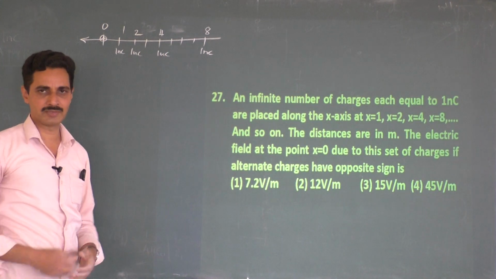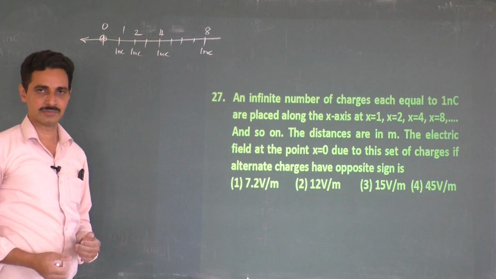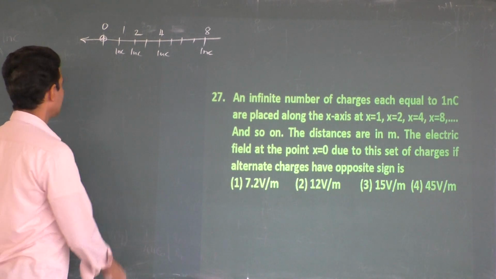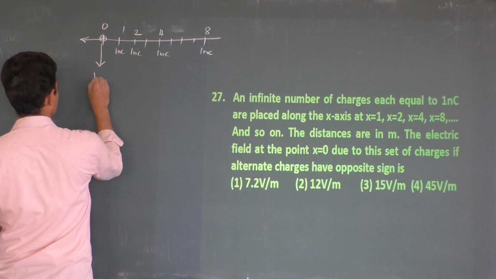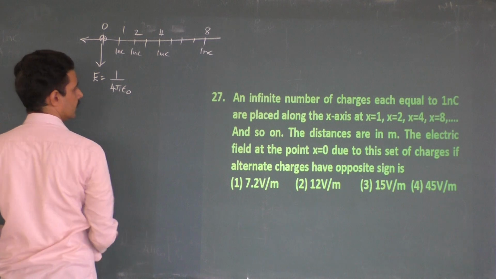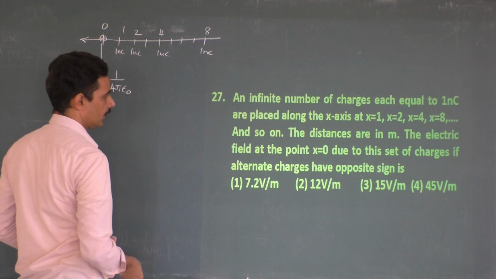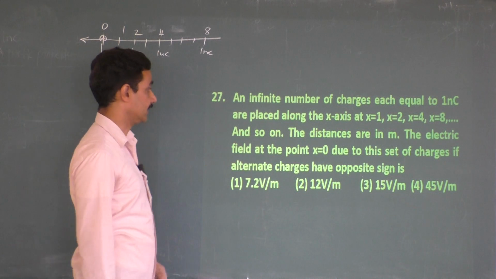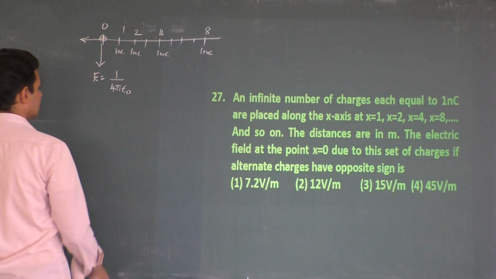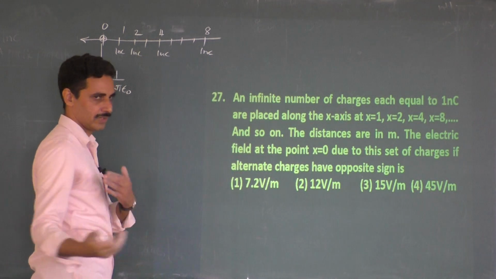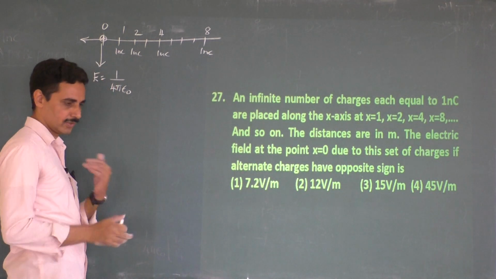So you need not bother about the direction. Direction of all the electric fields is the same. So you can keep on adding. So what is the net electric field here at the center? E is equal to 1 by 4 pi epsilon naught, and all the charges are positive now. If the alternate charges are of opposite sign, electric field is Q by R squared, Q by R squared, Q by R squared. R squared keeps on changing. I think you can follow it.